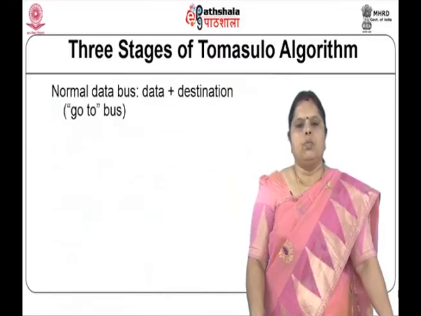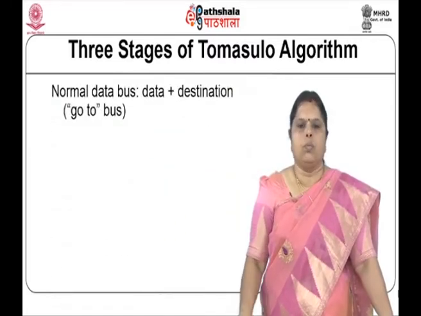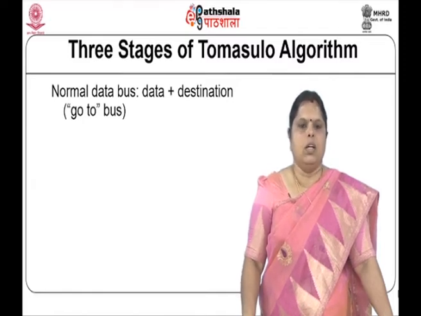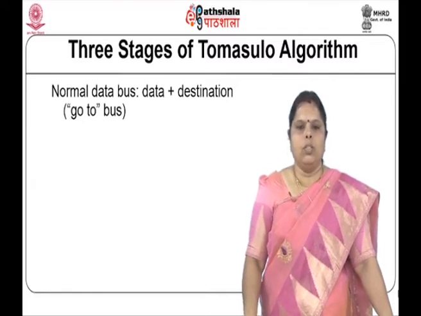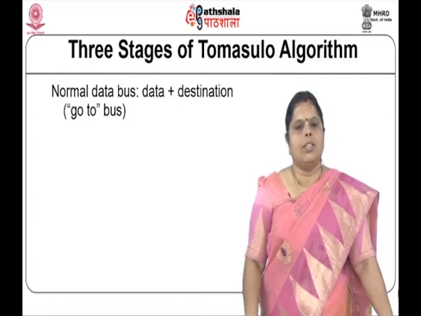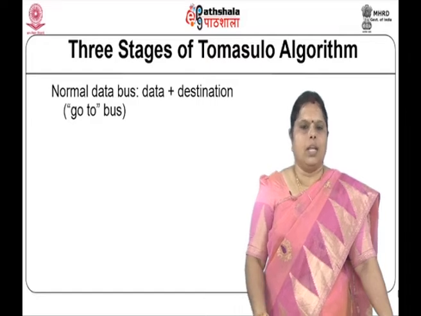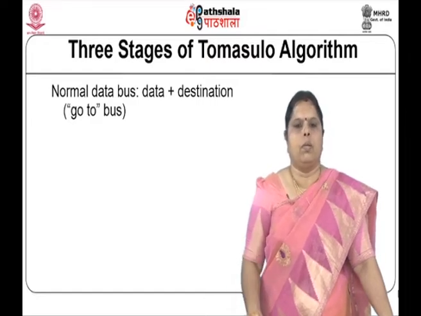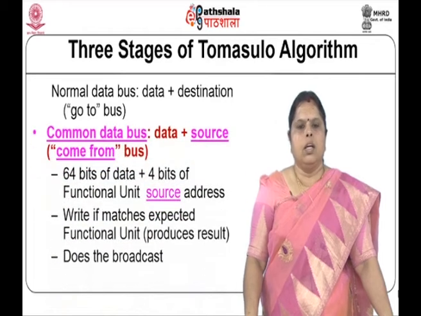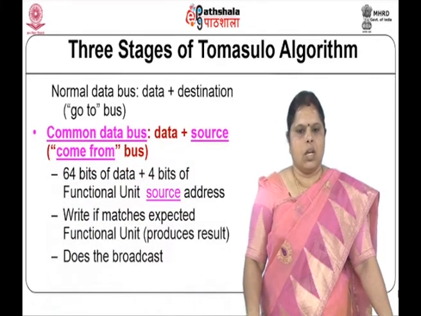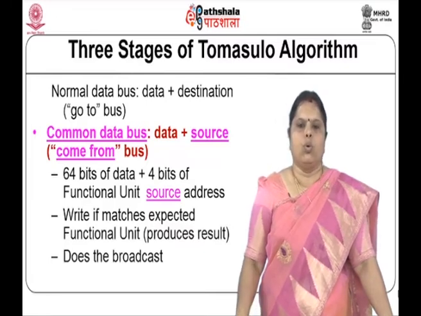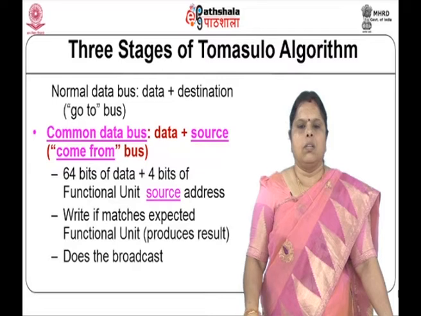A difference between the common data bus and the normal bus that we are aware of is that in a normal data bus, what we do is we send the data and we also give the destination address. We say store this data at this particular address. So, the address is given, the data is given, and the data gets written into that particular memory location. Now, in the case of a common data bus, you of course transmit the data, but it is not the destination that is given as in the case of a go-to bus, it is the source information that is given.